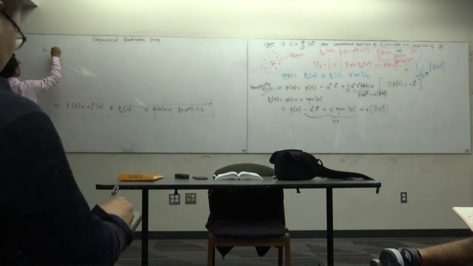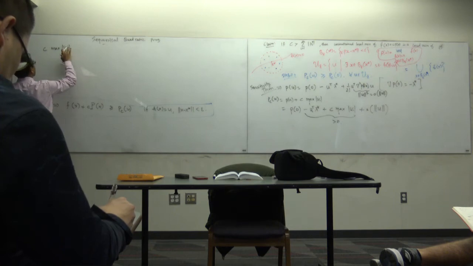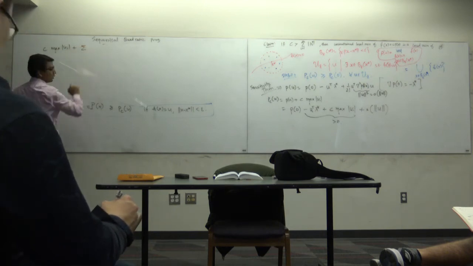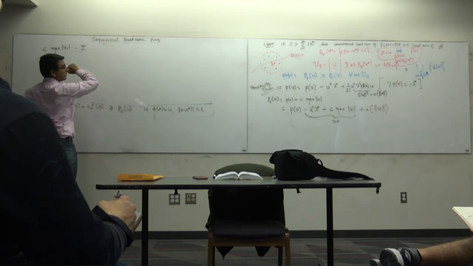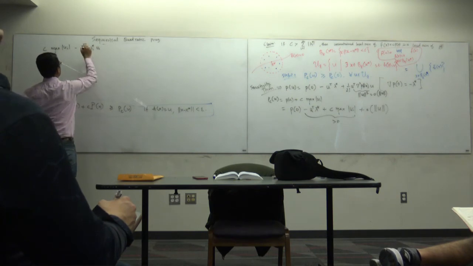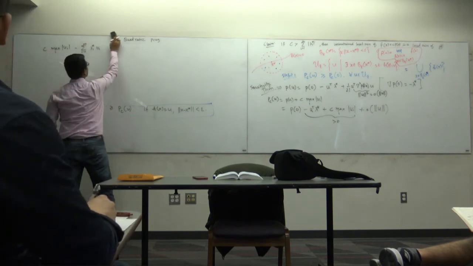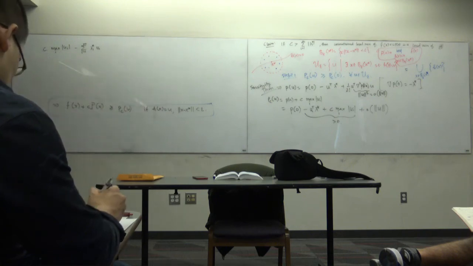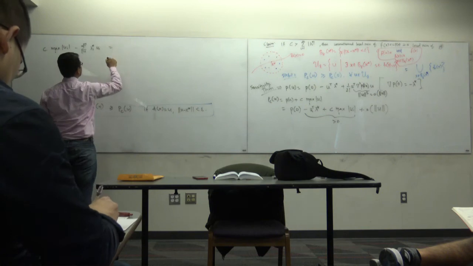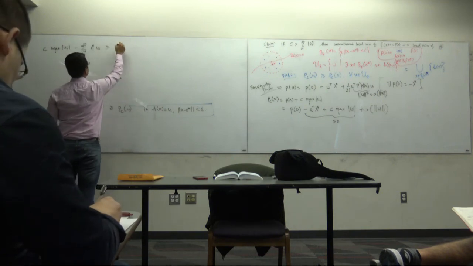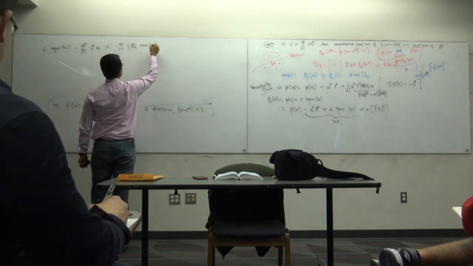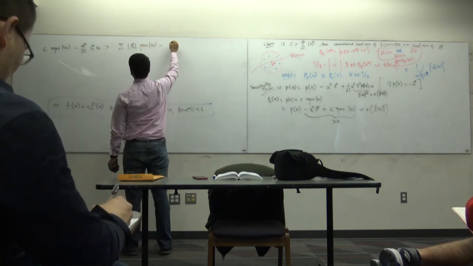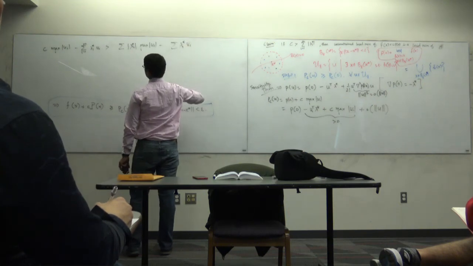So C max u_i minus summation of lambda_i star u_i, i equals 1 to m. This is equal to, or it's strictly greater than, summation of absolute value of lambda_i star max over u_i minus summation of lambda_i star u_i.